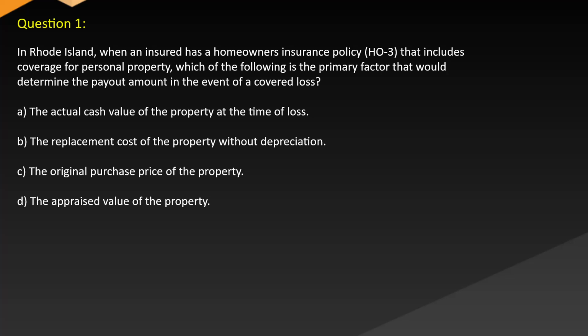Question 1. In Rhode Island, when an insured has a homeowner's insurance policy HO3 that includes coverage for personal property, which of the following is the primary factor that would determine the payout amount in the event of a covered loss? A. The actual cash value of the property at the time of loss. B. The replacement cost of the property without depreciation. C. The original purchase price of the property. D. The appraised value of the property.